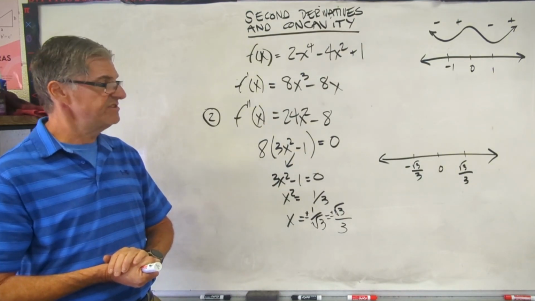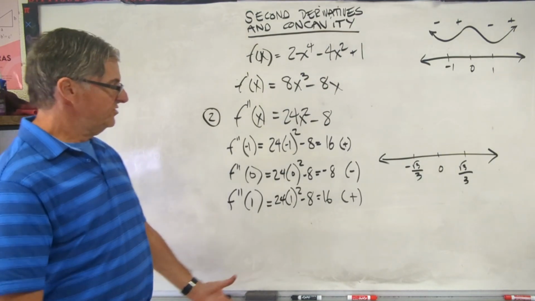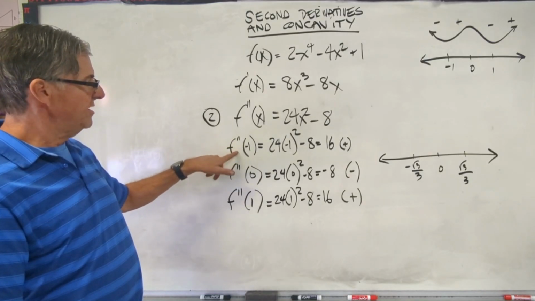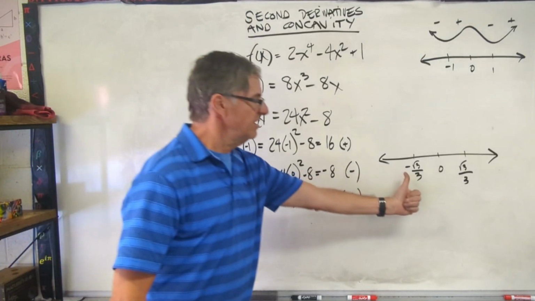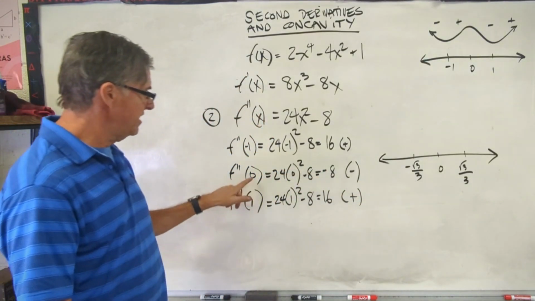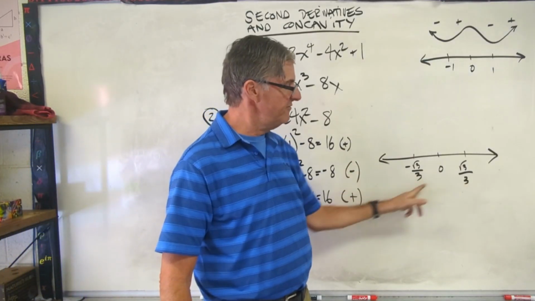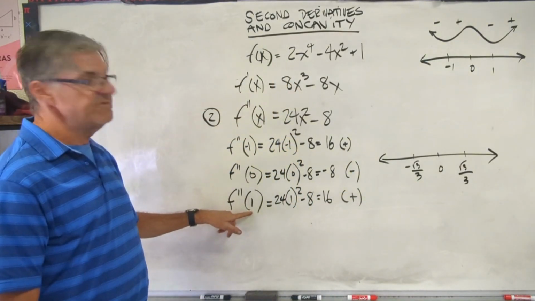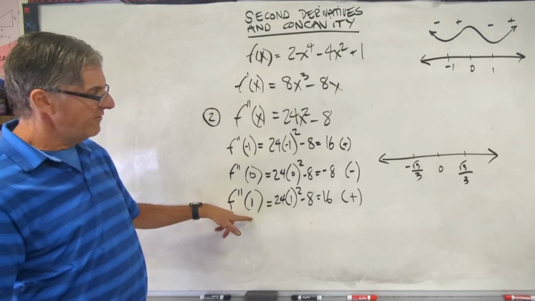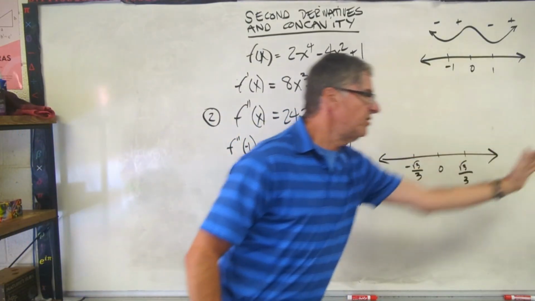Pick some values for x and test that out. Okay, so check this out. I just did my f double prime of negative 1. That's going to be a little bit further to the left. I did it of 0, which is smack dab in the middle of these 2. And then finally I did f double prime of 1. Took the second derivative of 1 to test that interval out there.